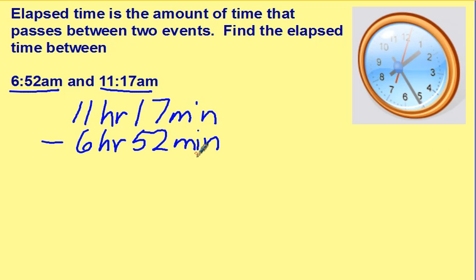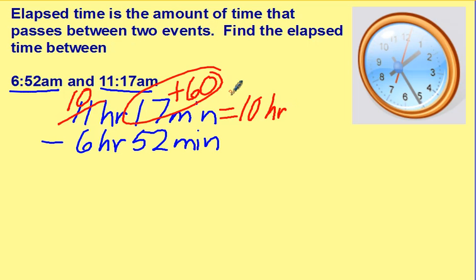17 minus 52 you can't do, so you're going to need to borrow. You're going to borrow from the hour. When you borrow an hour, you're going to trade it for 60 additional minutes. So now you have 10 hours. And together, you have the original 17 plus 60 more minutes. So you have 77 minutes.